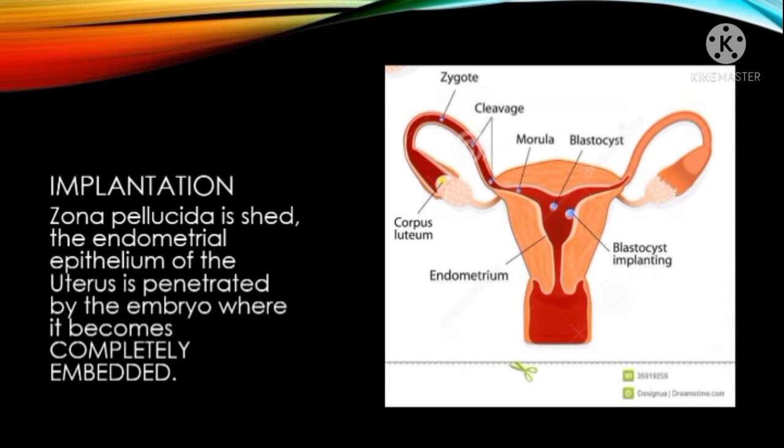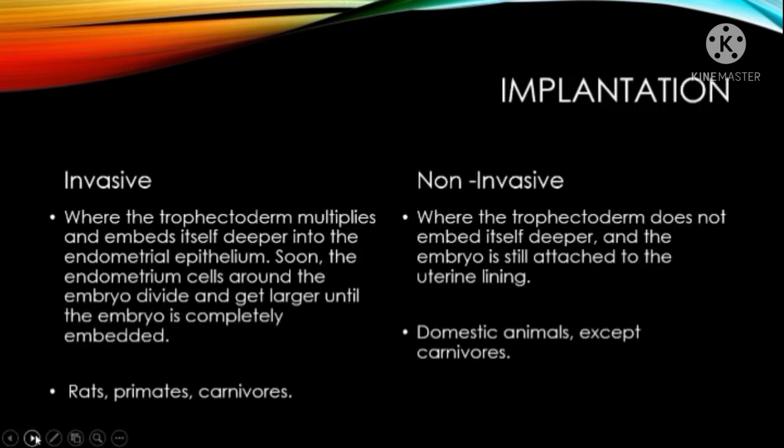To the right is a picture that depicts the development of the zygote until it reaches the blastocyst implanting and the precise location of where they are during that time. So the cleavage becomes the morula, then it becomes blastocyst, and then it implants itself. There are two kinds of implantation. First is the invasive and second is the non-invasive.